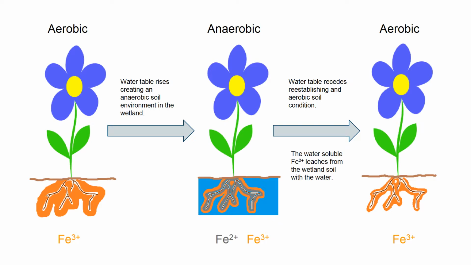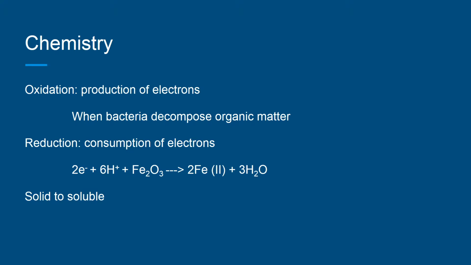As water flushes from the soil, it is returned back to its original aerobic condition. Any iron 2+ that didn't get washed out with the water is reoxidized to iron 3+. This process lowers the overall iron levels in the soil. Oxidation is the reaction that results in the production of electrons. In this case, oxidation occurs when bacteria in the soil break down organic matter or any other compounds that contain carbon. These electrons are then given to the iron 3+ in the reduction reaction.